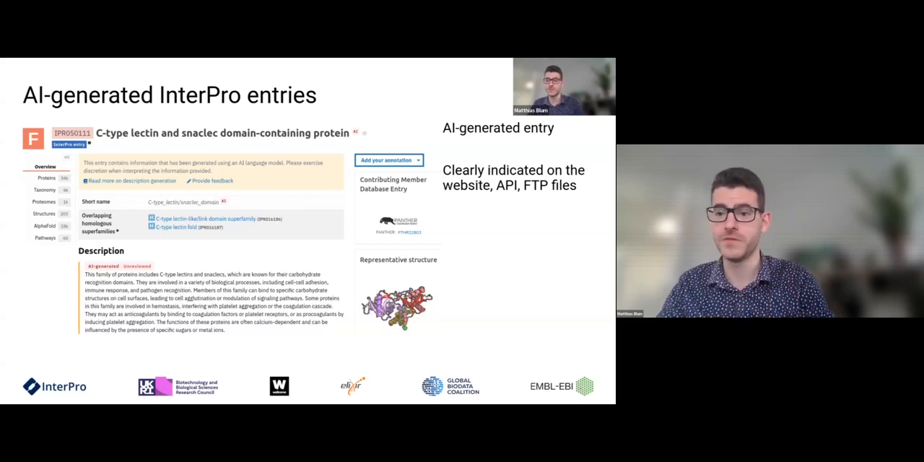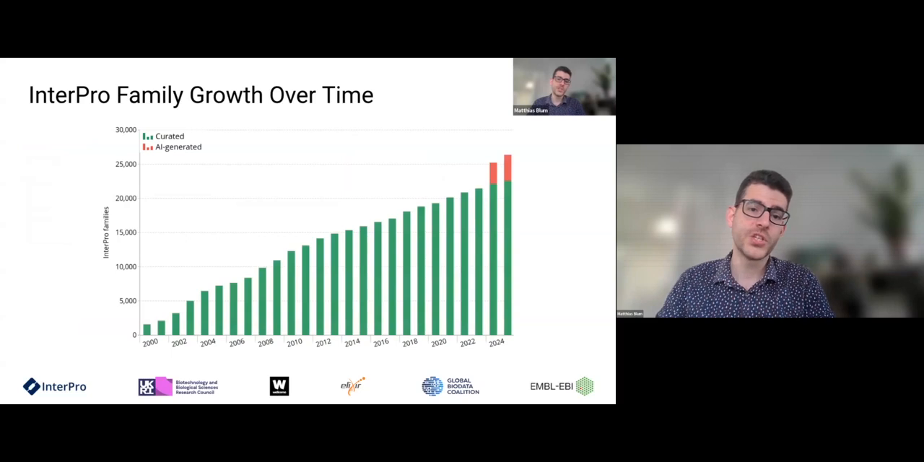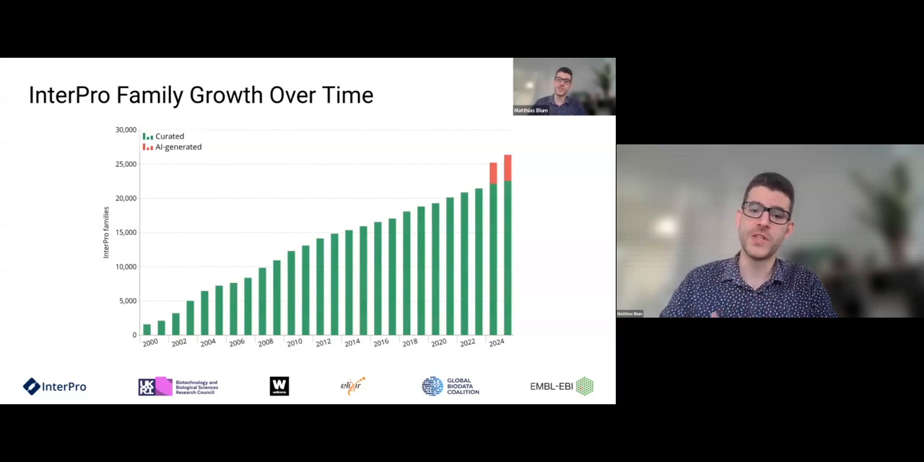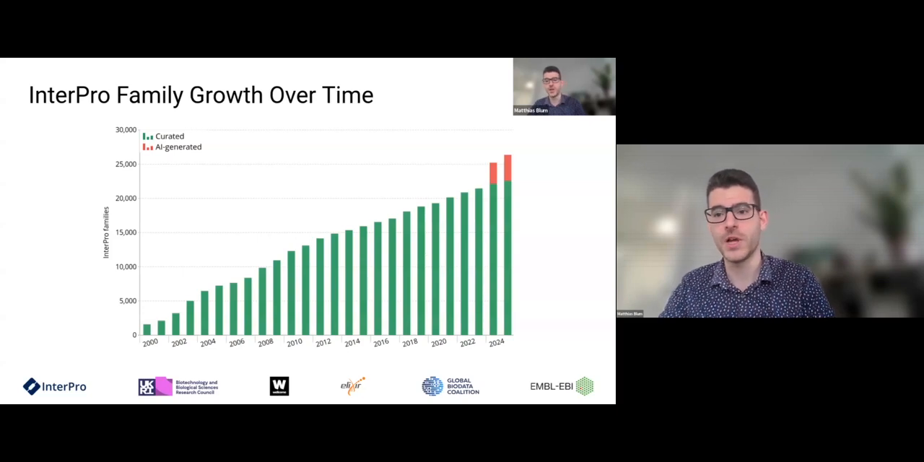It's pretty positive. So this chart shows how the number of InterPro families has grown over time. It really highlights how AI or LLMs helped fill annotation gaps in the past 2 years. Currently, AI-generated entries account for about 15% of all InterPro families available on the website. And at the current state of manual curation, it would have taken more than 5 years to annotate the same number of families that were created using large language models.